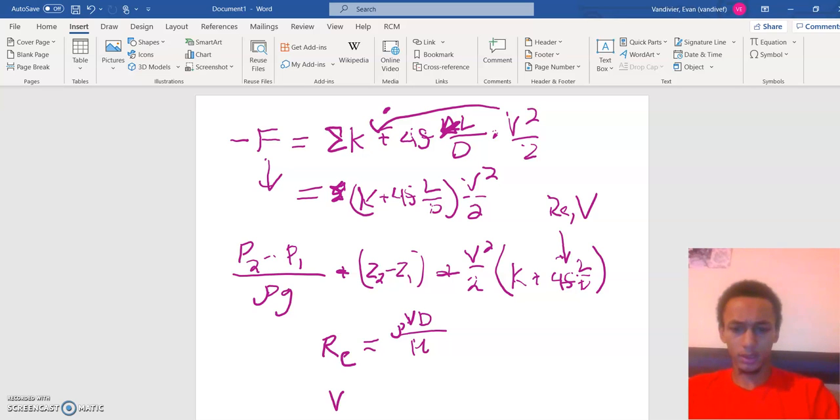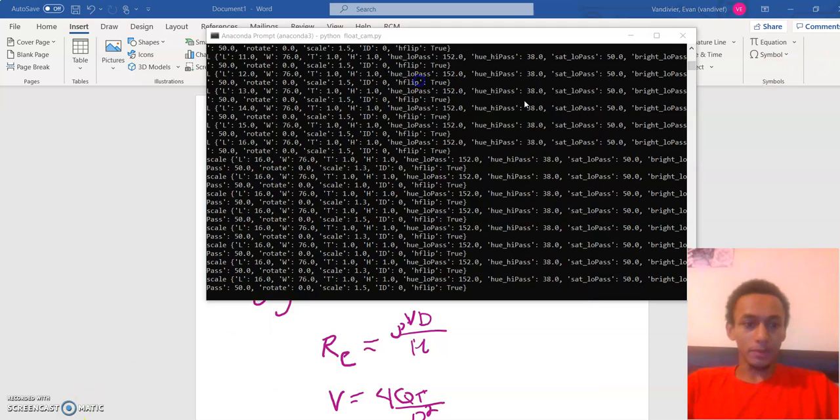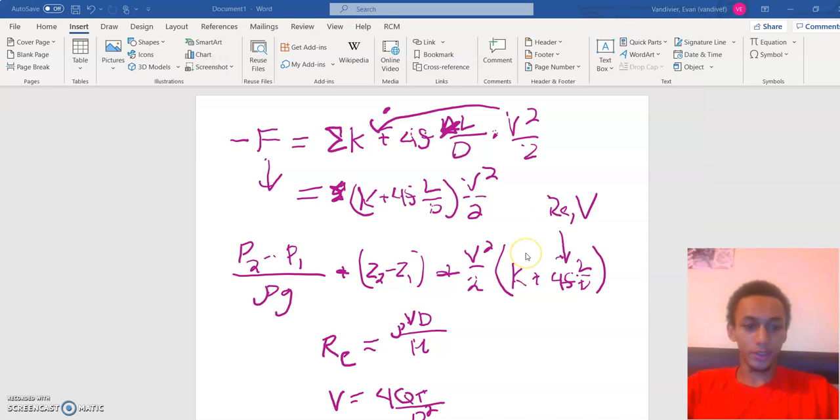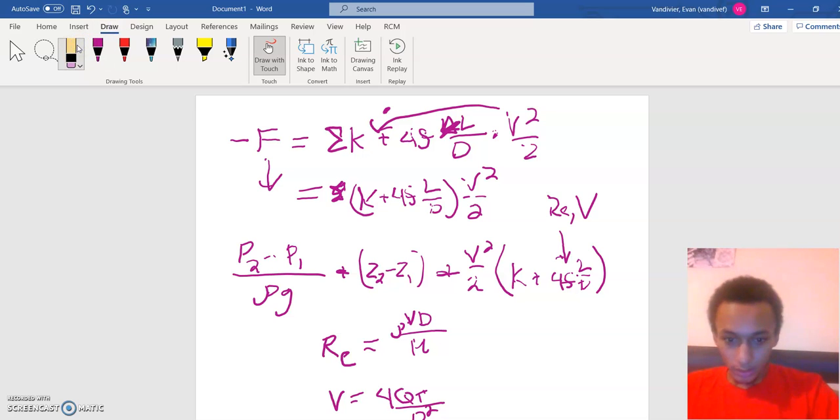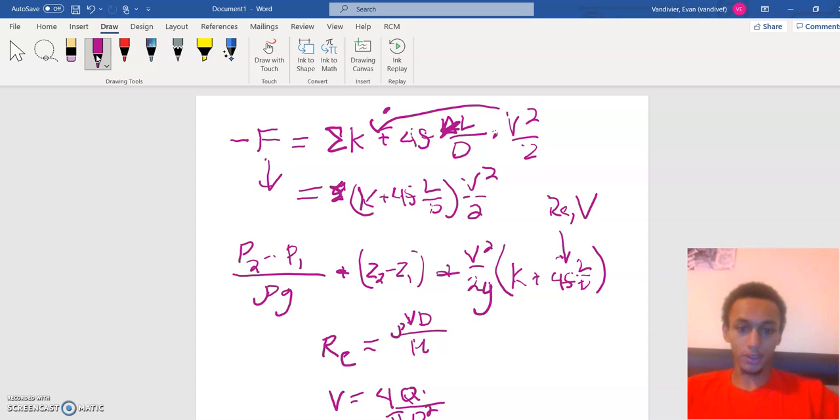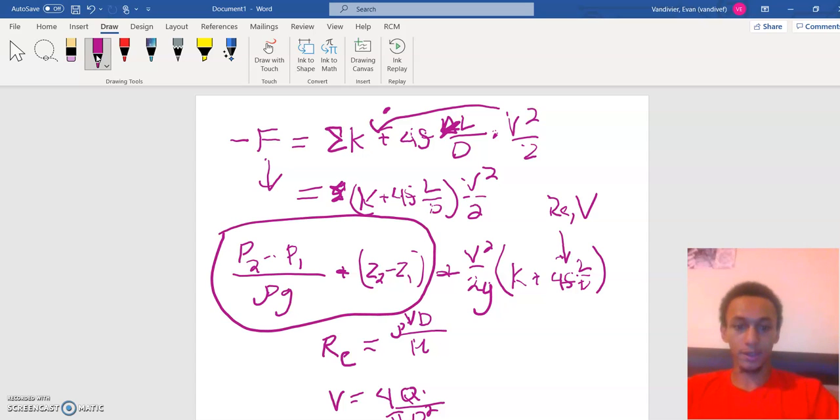And the velocity, I believe, is equal to 4Q over pi D squared. I'll actually check that to see if it's right. Let me get that stuff off the screen. I was trying to change my own view, but it doesn't matter. It's 4Q over pi D squared. And let me not forget the G there, since you're dividing everything by G. As we said, this part here is D head.